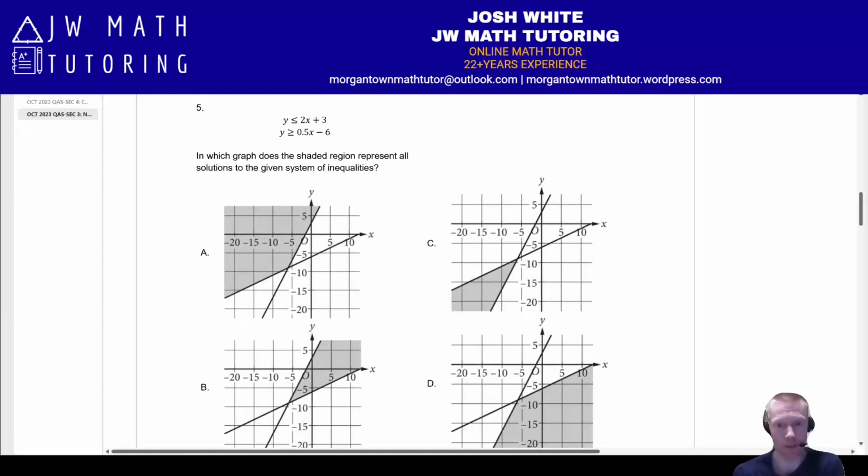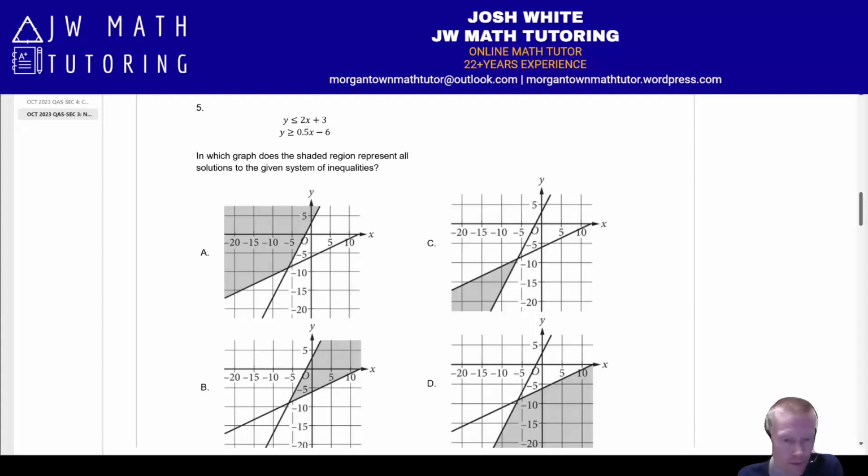There are multiple ways you could do this one. If you notice, first of all, in the graphs, all the lines appear to be the same. So we cannot eliminate any answers based on a line, say, having a wrong slope or a wrong y-intercept. So instead, we're only going to eliminate answers based on the shading of each of them.